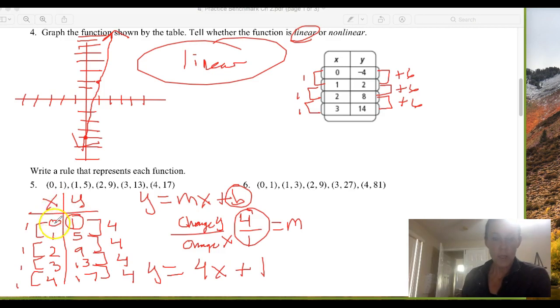Is y 4 times x plus 1? Well, 4 times 0 is 0. 0 plus 1 is 1. It is. Is y 4 times x plus 1? Well, let's check. 4 times my x value, which is 1, is 4. And then plus 1 is 5. It works. You can check them all, but there's my rule. Let's come over here and do a rule for this one.